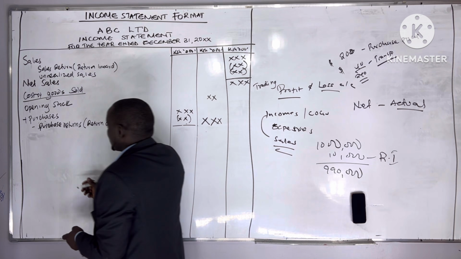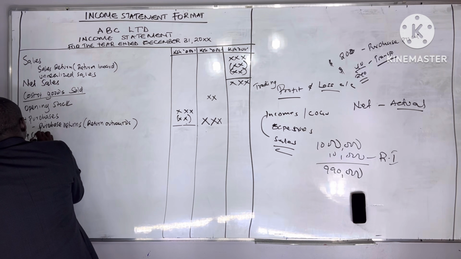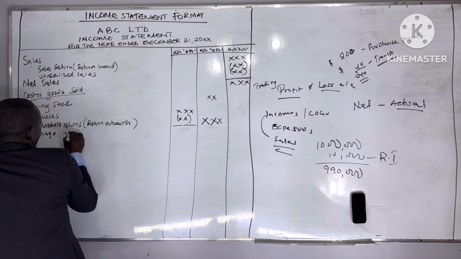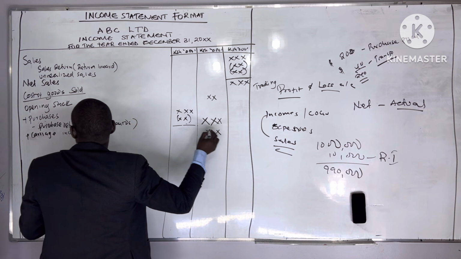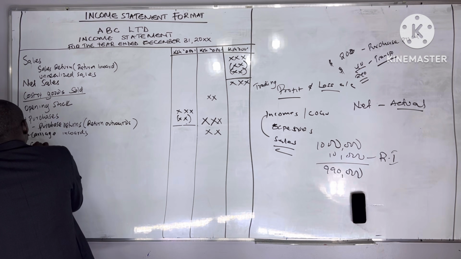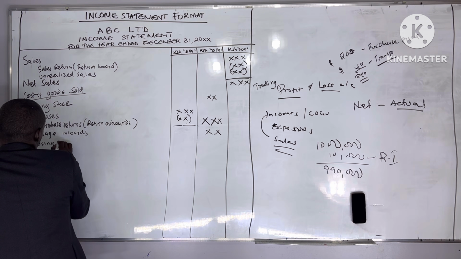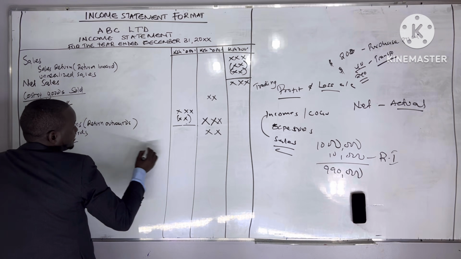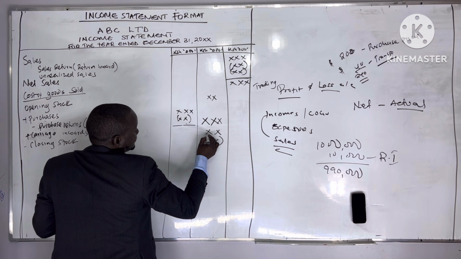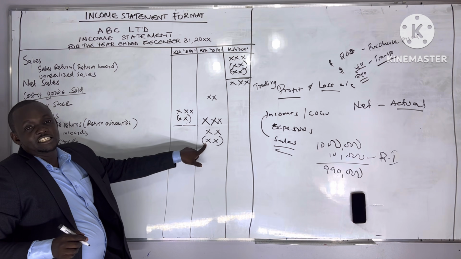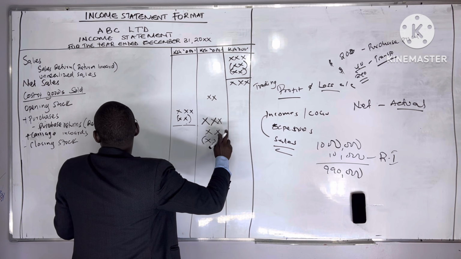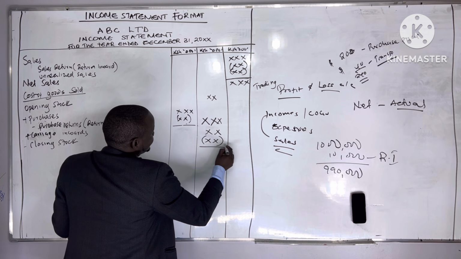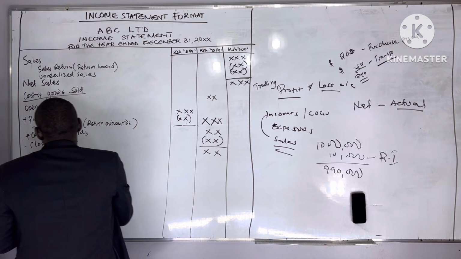So we add what we call purchase, carriage inwards, which is the cost incurred to carry your goods. Then we minus closing stock. Any figure in bracket means it's a minus. This plus this minus this, what you get is what we call cost of goods sold.